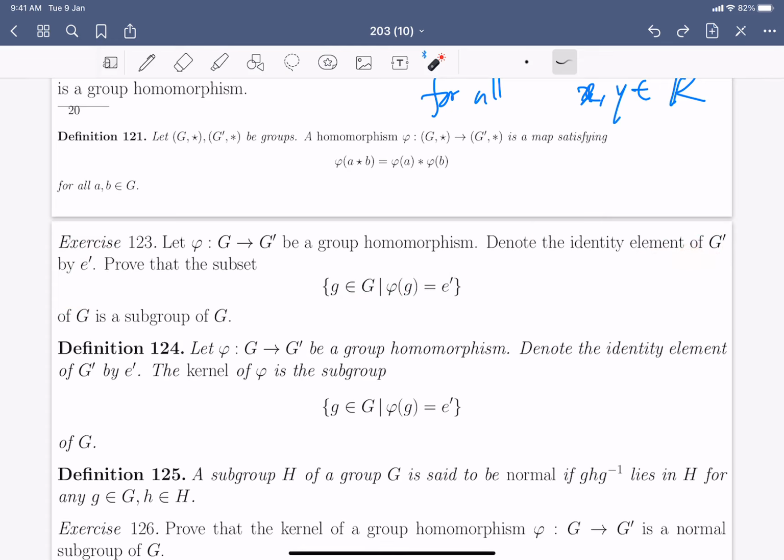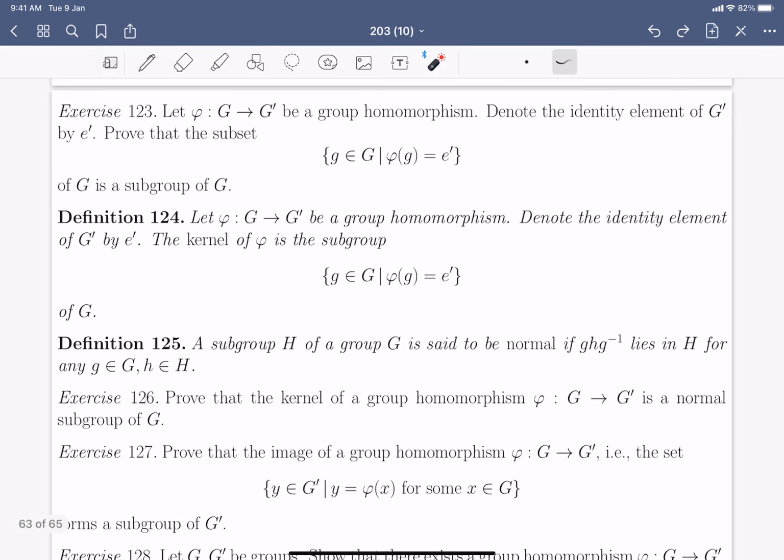And this exercise says that this subset forms a subgroup of the group G. Fine. And the subgroup has a very specific name. This subgroup is called the kernel.